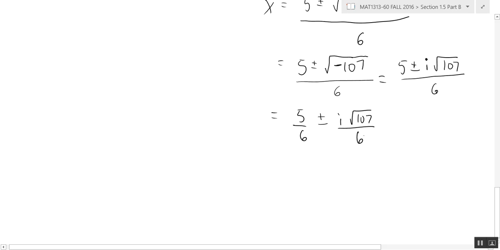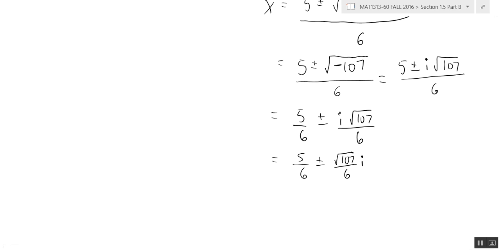Will my math take it like that now? It used to not. Now there is a chance that your homework won't take this form, because instead of writing the i in the front of the radical, they like you to write it at the end of the fraction part. So this is 5 over 6 plus or minus, and you would even be able to leave it in the numerator if you wanted to, square root of 107 over 6, and either write the i on the outside of the radical. You can't write it under the radical, or you can come to the side of the fraction and write the i. It used to take it only as a single fraction. I don't know if it still does or not.